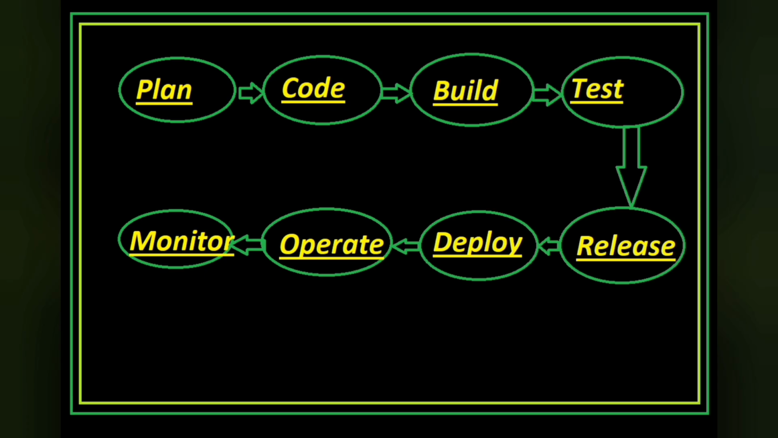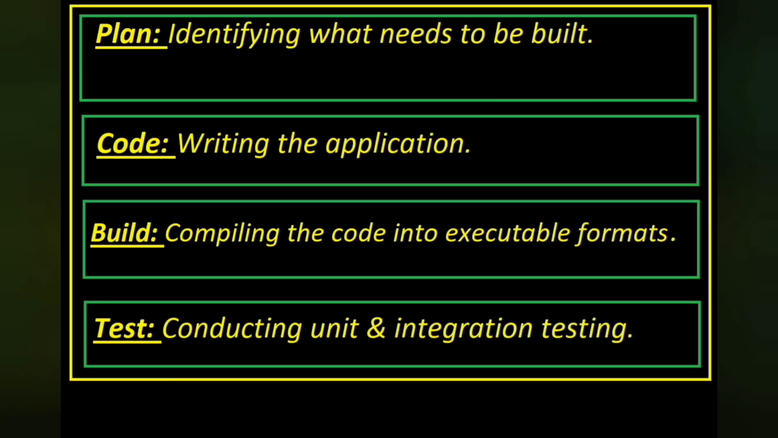Different stages of DevOps include plan, code, build, test, release, deploy, operate, and monitor. The build and test phase together is known as continuous integration, and the release and deployment phase together is known as continuous deployment. This is together known as a CI/CD pipeline, which is a continuous integration and continuous deployment pipeline. Let's understand what each of these phases actually mean.